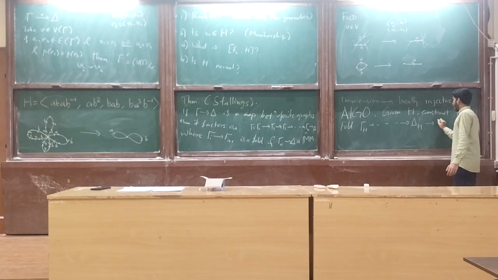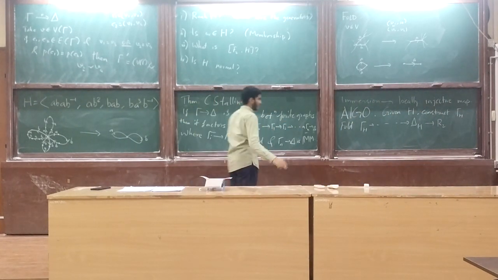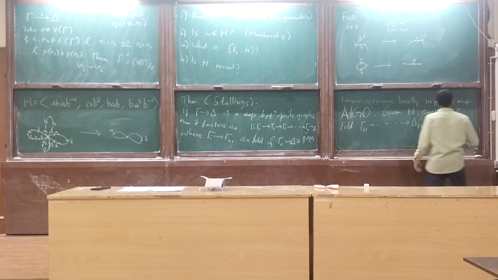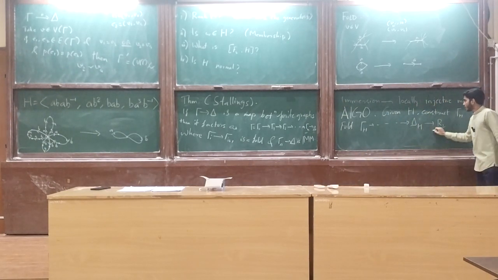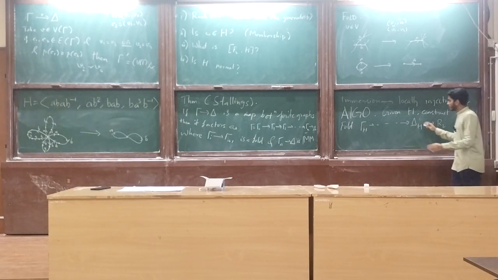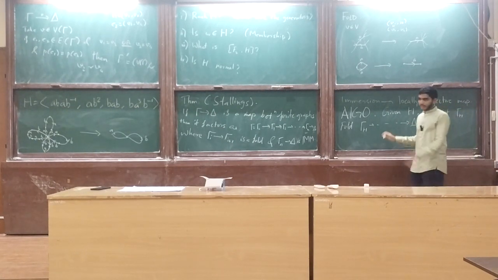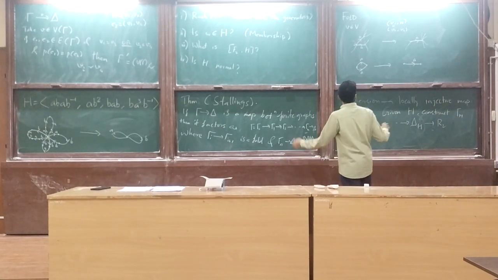And from delta H to R2, so R2 is the wedge of two circles, the rose with two petals. So this map will now be an immersion, and delta H can't be folded any longer. So all that we are going to do is fold it enough, and then focus on this graph delta H, and this will give us all the properties of whatever we need to find.